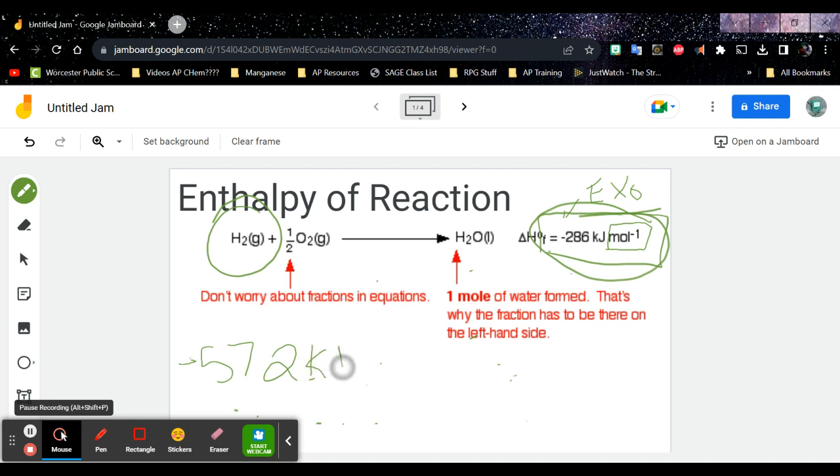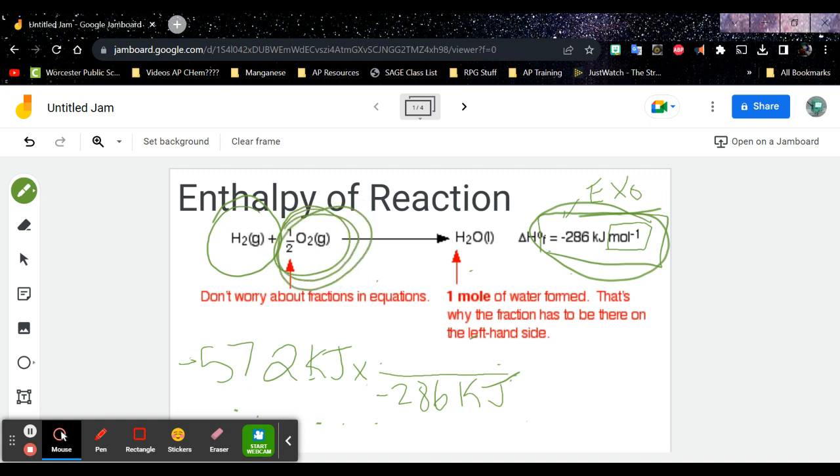So I'm going to start with my kilojoules, and just like any other stoich problem, I'm going to move my unit to the bottom, and I'm going to use my conversion factor. So I know that negative 286 kilojoules are released for every half a mole of O2. So now I just have to do the math. 572 divided by 286, I made those numbers easy. That's going to be equal to 2 times 0.5, which means I used 1 mole of O2. And that's it.